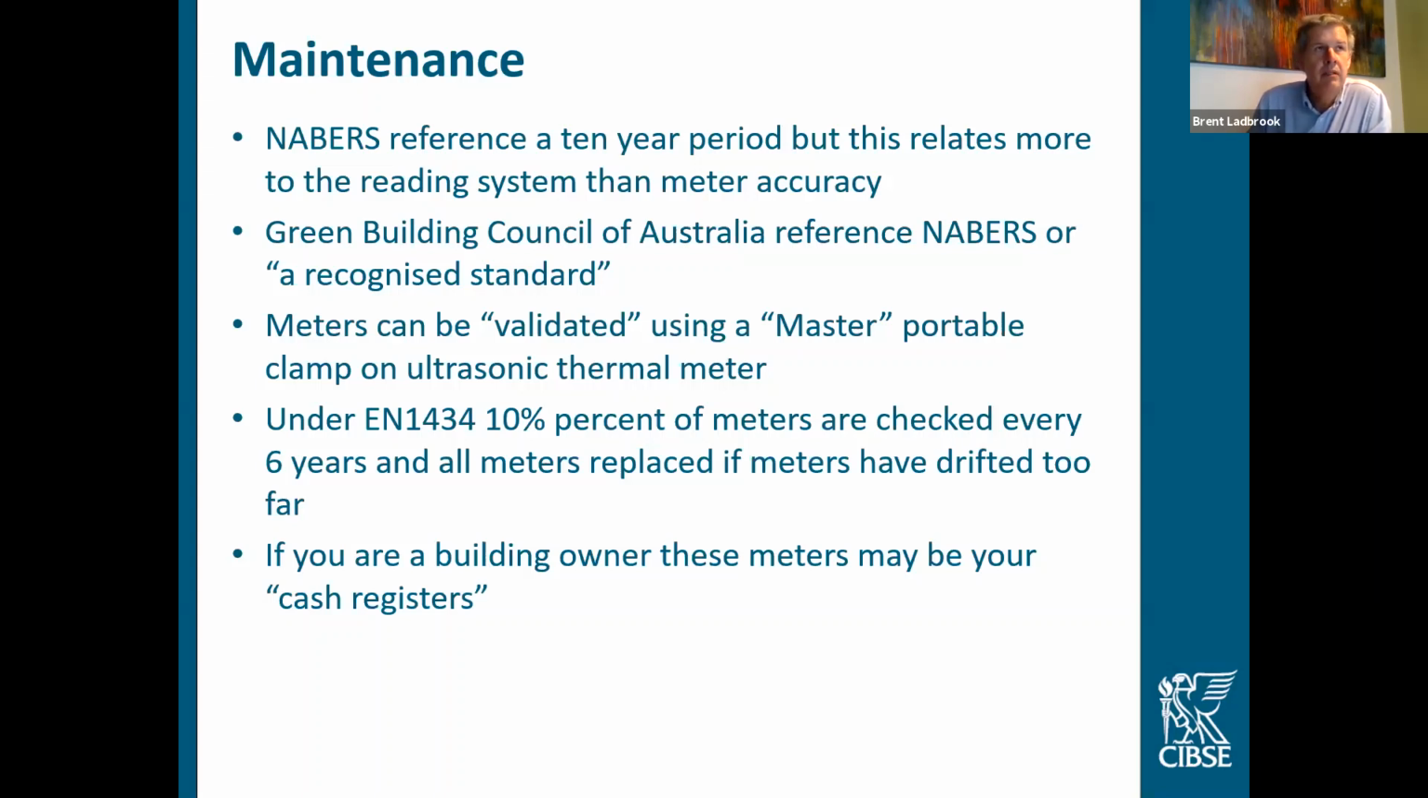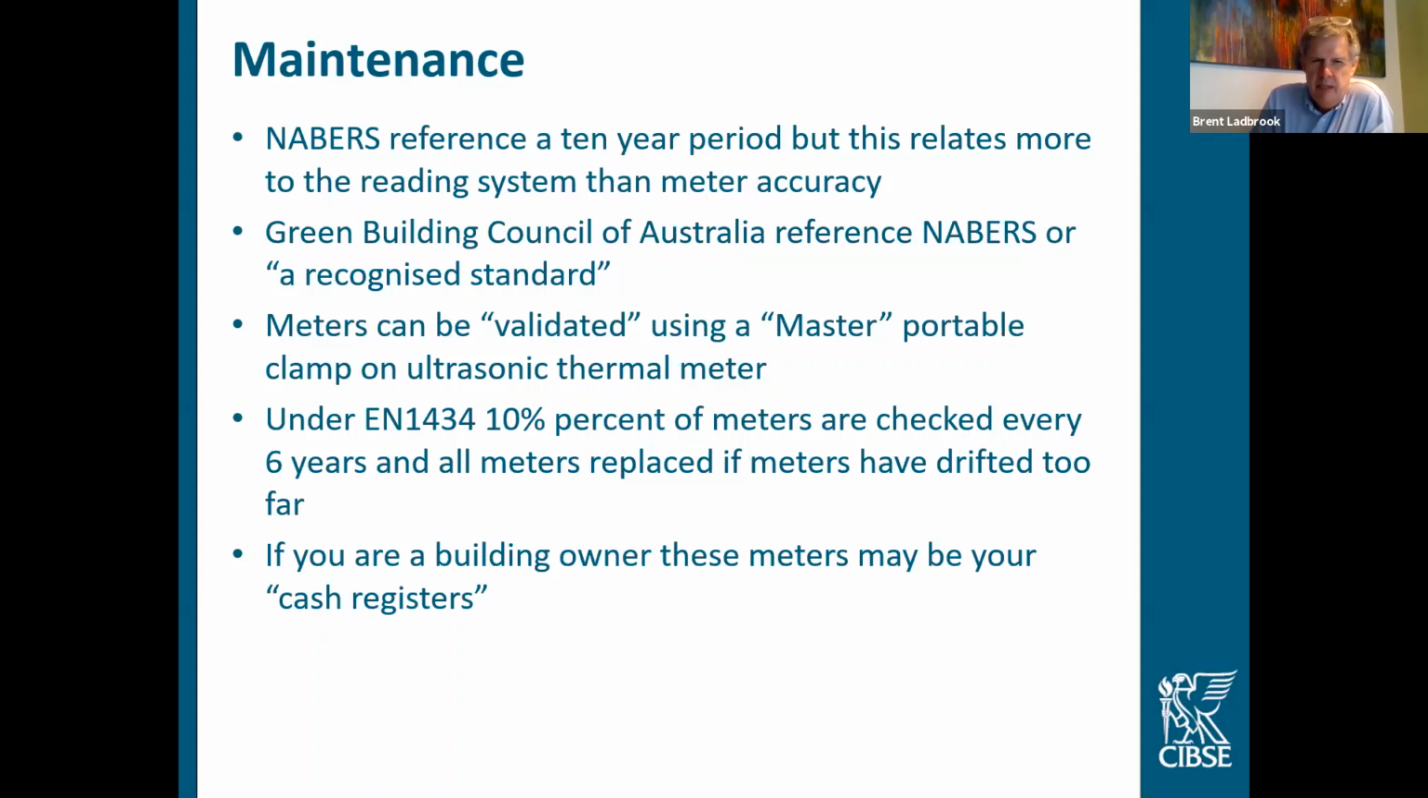A mechanical meter is going to drift a lot. A magflow, maybe not much, but typically more than an ultrasonic, because all you have in an ultrasonic meter is a sound signal going upstream, downstream. No moving parts, no electrical currents, so far less likely to drift. And remember, if you're a building owner, these meters may be your cash registers.